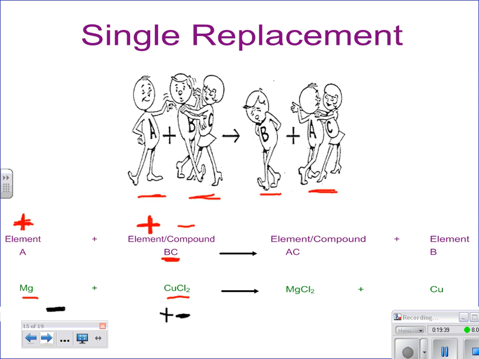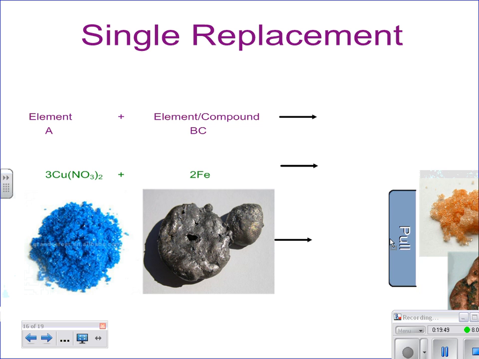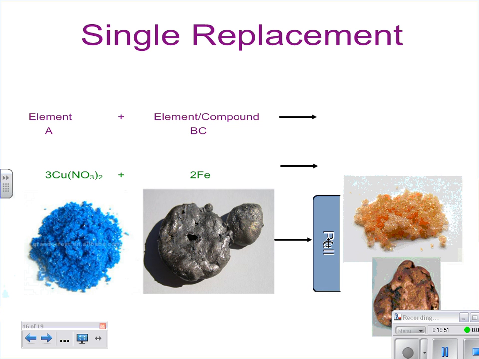So in this case, let's look at the next example. Here we have copper 2 nitrate. Add some iron in, and what we end up getting is iron 3 nitrate plus some copper that is left over. Okay, last one, and then we'll do some other examples.